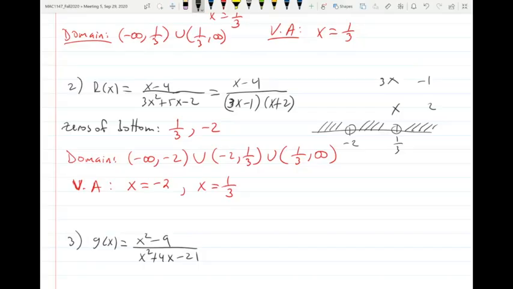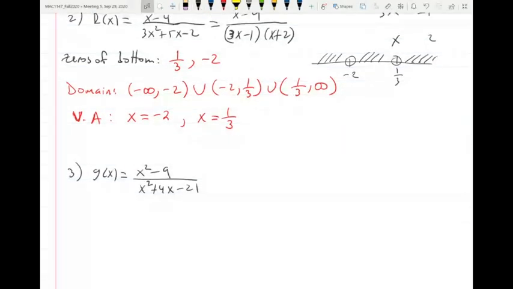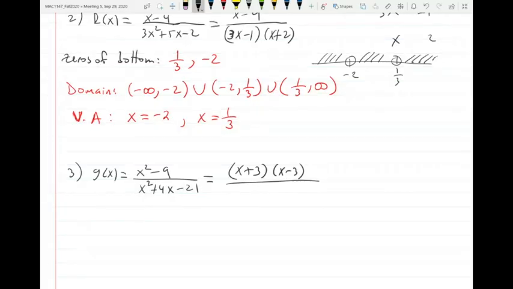All right, so for the next one, again, let's go ahead and let's factor everything first. So top, x plus 3, x minus 3. The bottom, two numbers whose product is -21, and the sum is 4. That will be 7 and -3. So x plus 7, x minus 3. So remember, the sum has to be +4. So it will be +7 and -3.